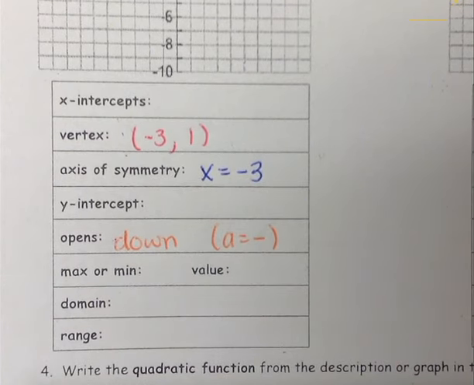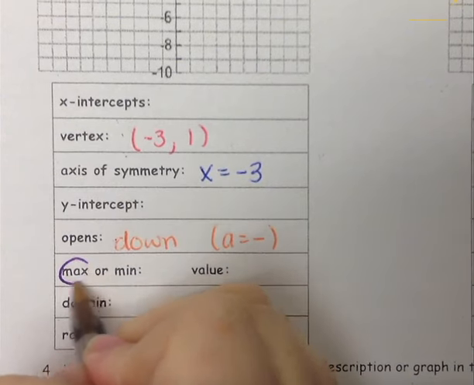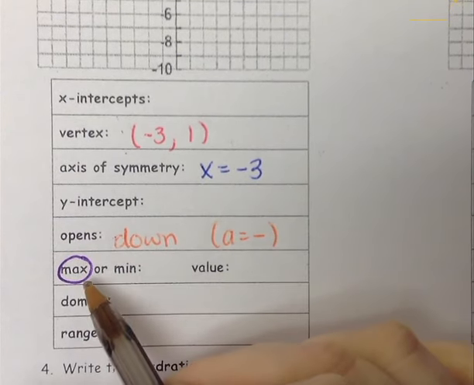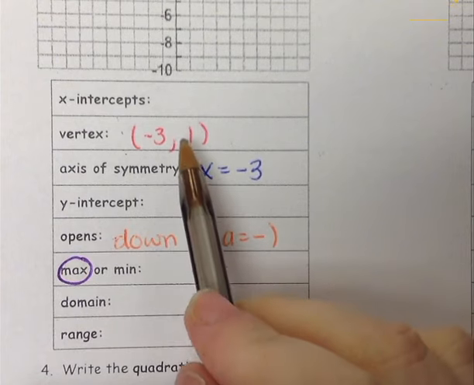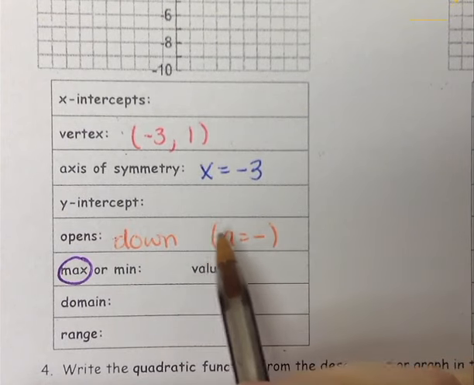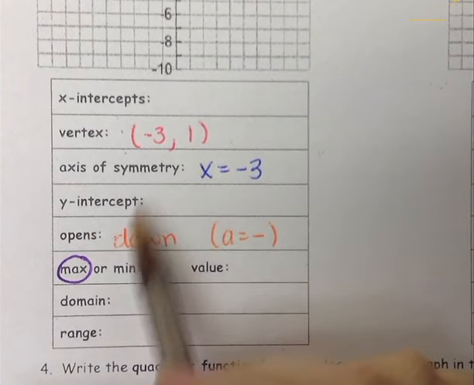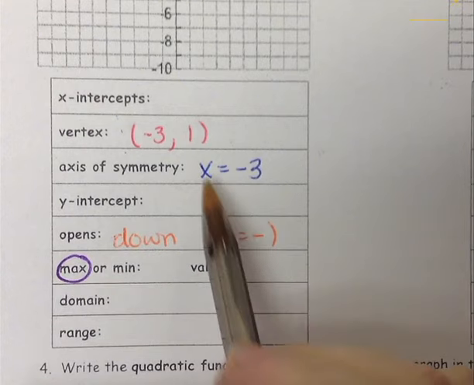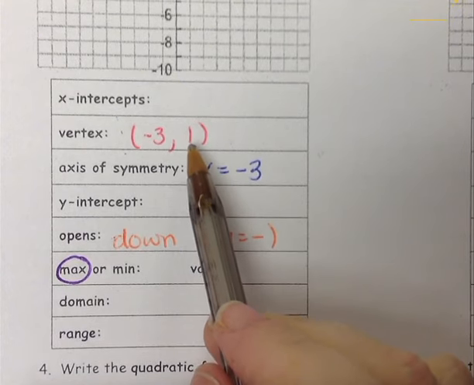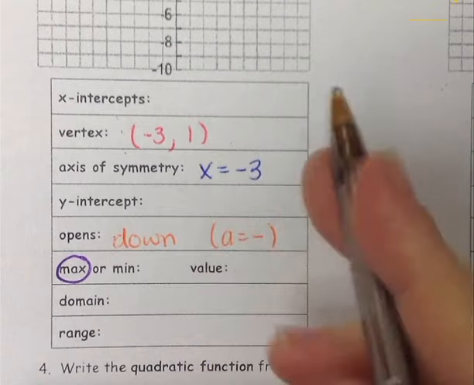Because my a value is negative, because it's opening down, we're going to have a maximum. The maximum comes from the vertex, so that's why vertex form can give you most of the information. The maximum value will actually be at that 1 because that's the highest y value it can go to.